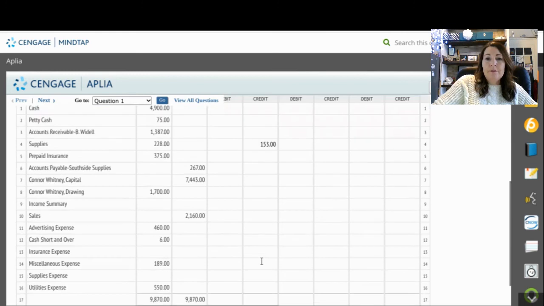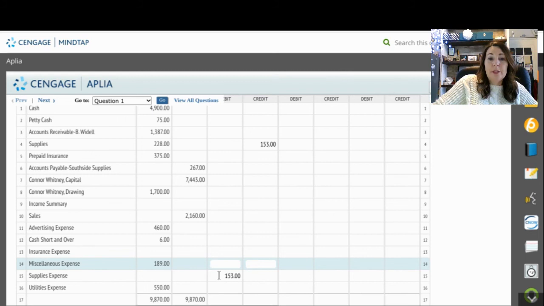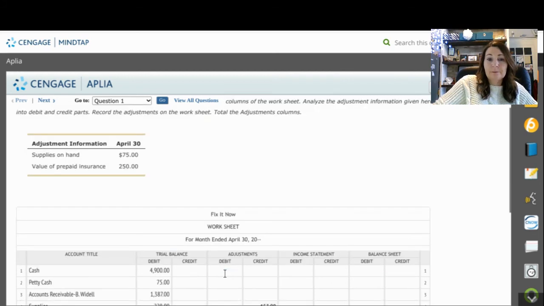Okay, now that $153 credit has to be a debit somewhere else. So if we had it in supplies, our other account is going to be supplies expense. So we're going to come to the debit column and put 153. And again, if you're on paper, go ahead and put the little A here.